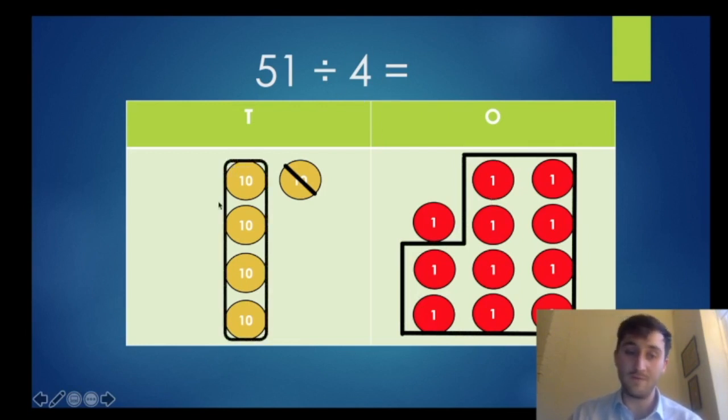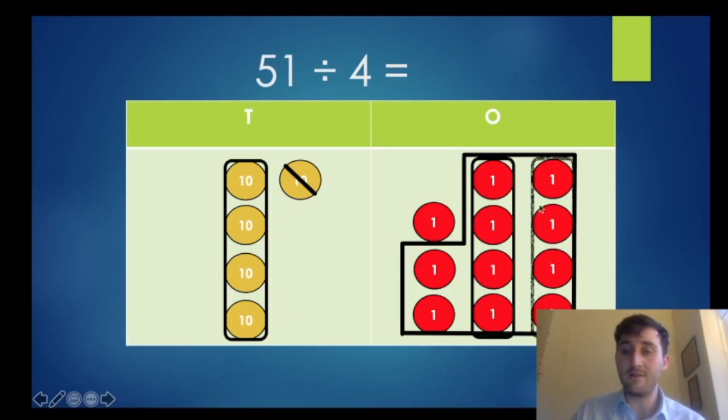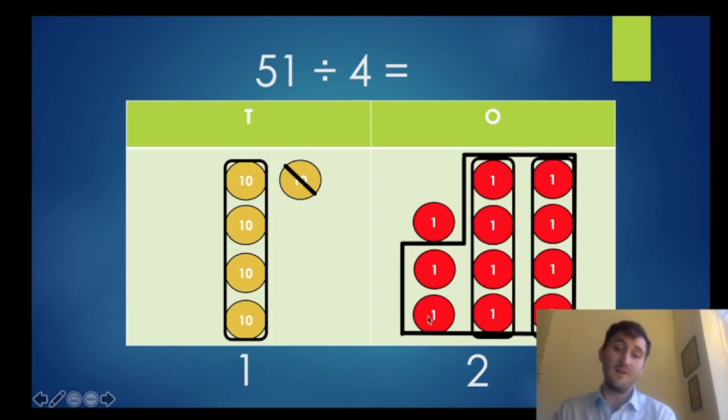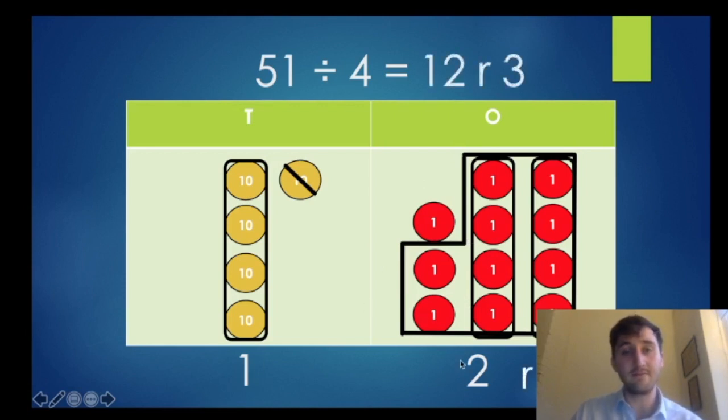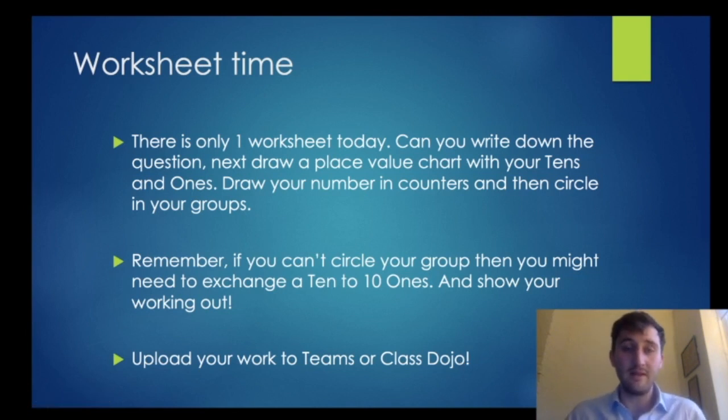So I've got one group of 4 over here, another group of 4 over here in my ones, and then finally I have got another group of 4 over here in my ones. So I've got 1 10, and then I've got 2 10s, 2 complete groups of 4, but then I've still got this remainder over here. So I would represent this as remainder 3. So my answer is 12 remainder 3. I hope that makes sense, guys.